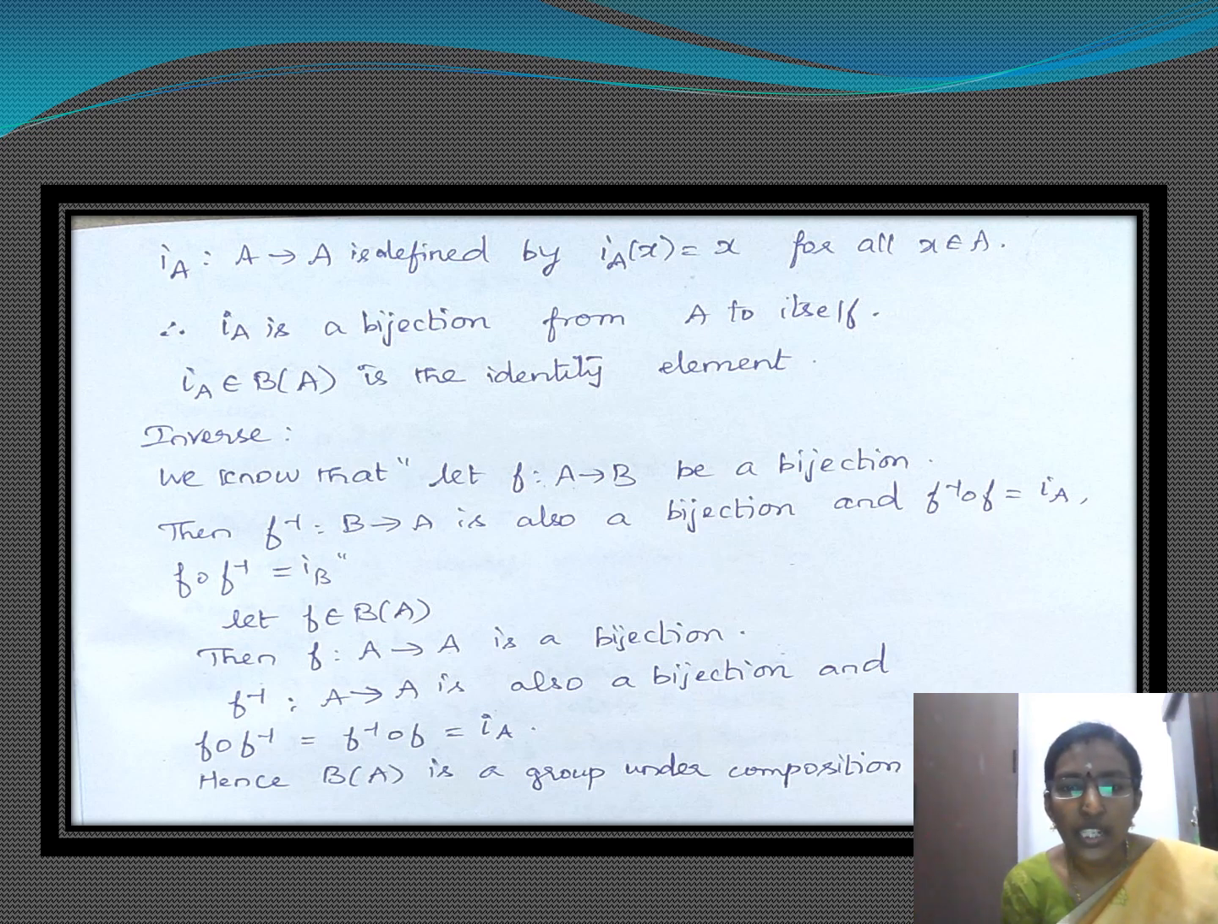Then the inverse property. Let f from A to B be a bijection. Then f inverse from B to A is also a bijection, and f inverse composite f equals I_A and f composite f inverse equals I_B. From this result, f inverse from A to A is also a bijection. Therefore, for any f belongs to B(A), there is an f inverse that is a bijection and also belongs to B(A). Hence, B(A) is a group under composition of functions.